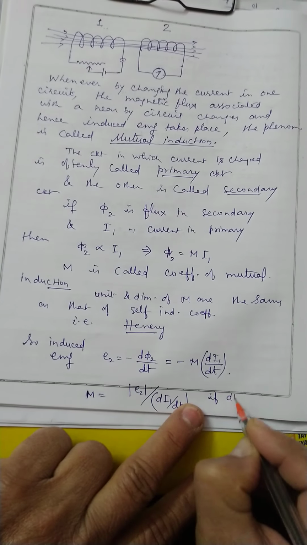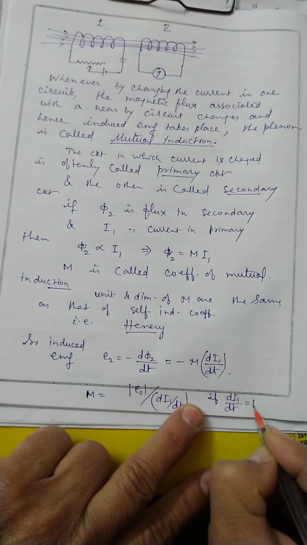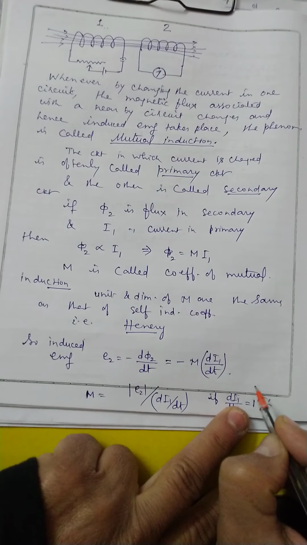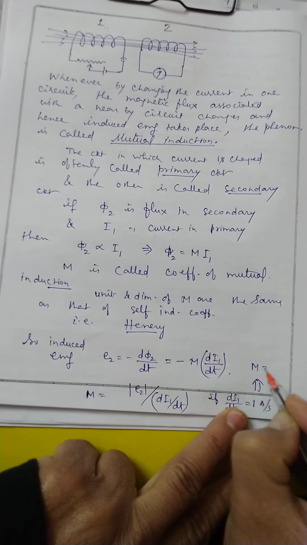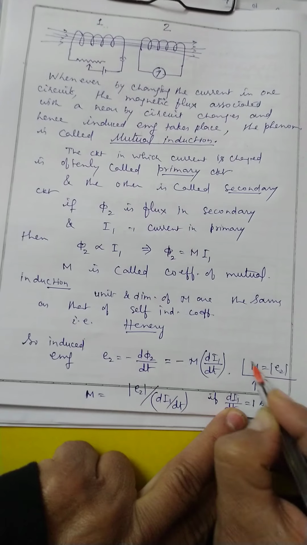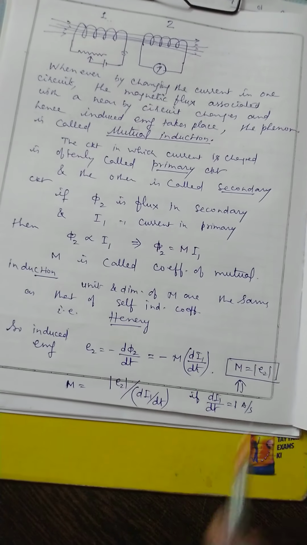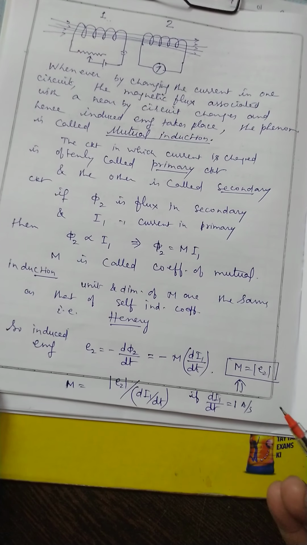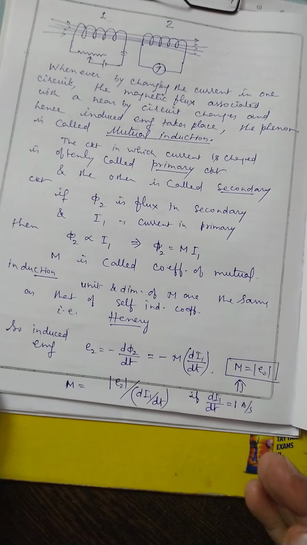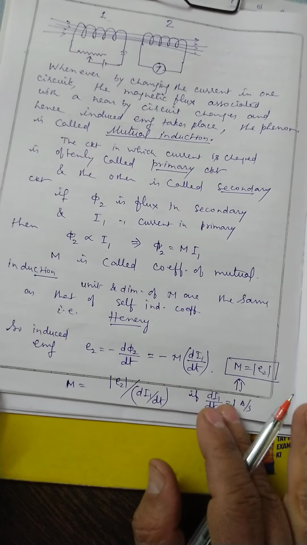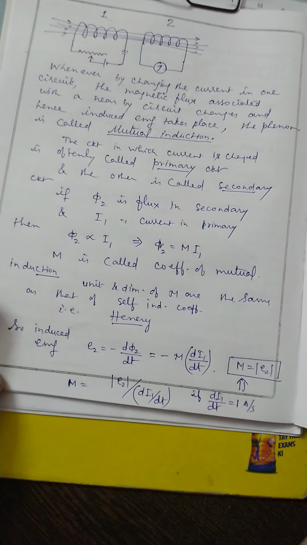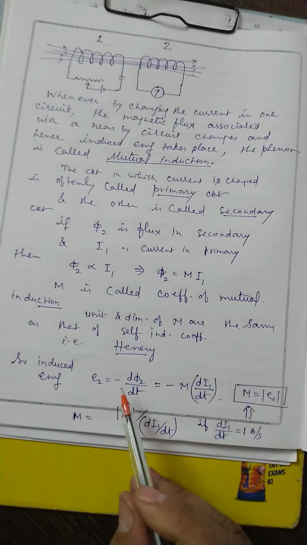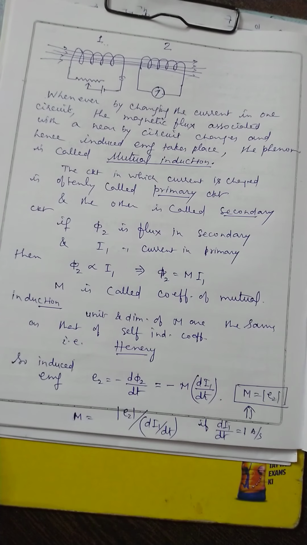If dI1 upon dt is 1 ampere per second, then numerically M is equal to the induced EMF. Many books define the coefficient of mutual induction this way: when the rate of change of current associated with the primary circuit is unity, the induced EMF in the secondary circuit is equal to the coefficient of mutual induction. Now I shall tell you about the calculation of the coefficient of mutual induction of different circuits.